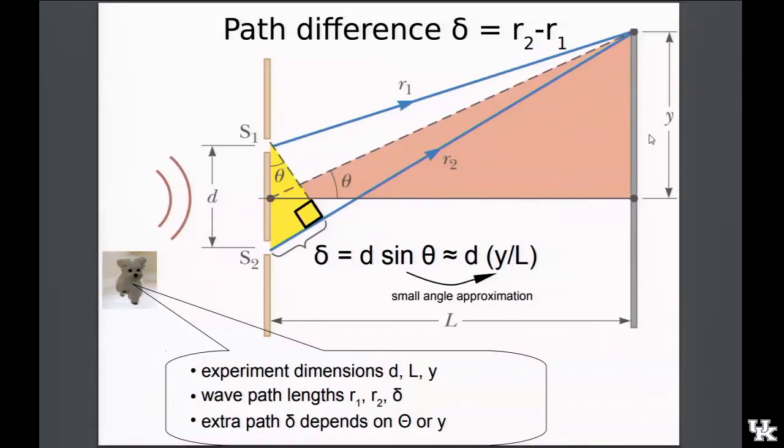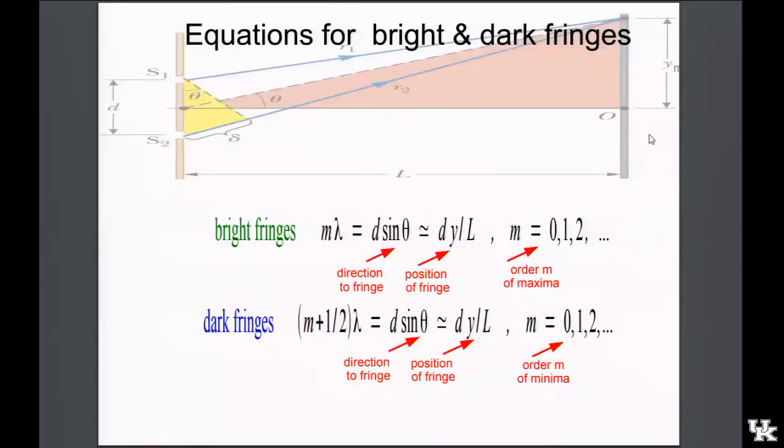So I'm going to show you on the next slide the equation for bright fringes, that's upstairs here, and the equation for dark fringes on the screen. These equations show you the location of the bright fringes and the dark fringes in terms of the angle towards the screen, so that's the theta, or they show you it in terms of the position on the screen, measured from the center of the screen. That's the y.